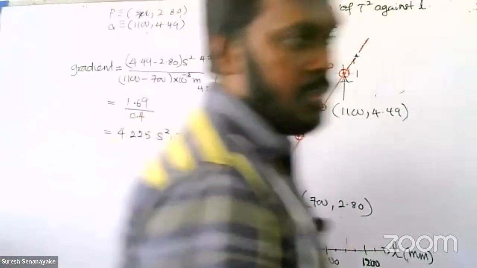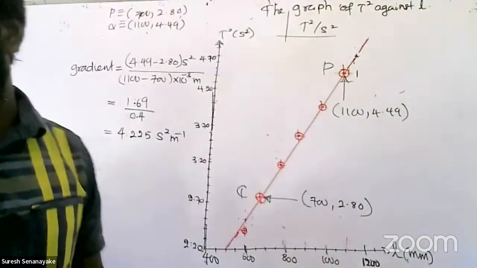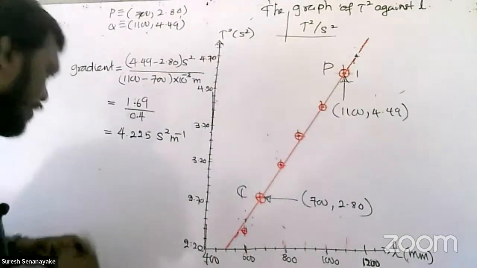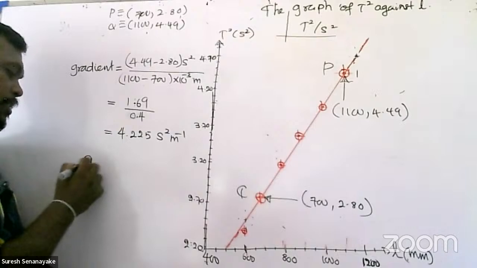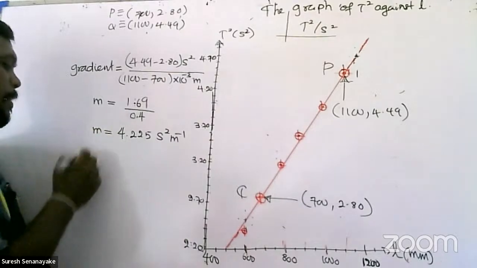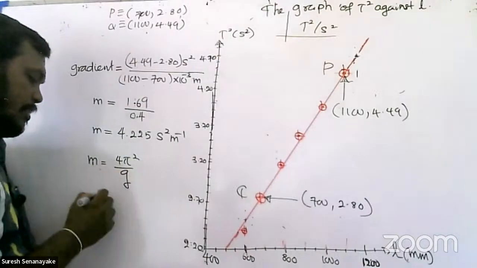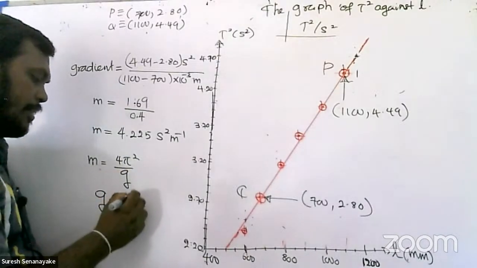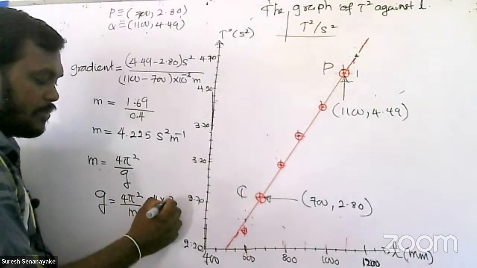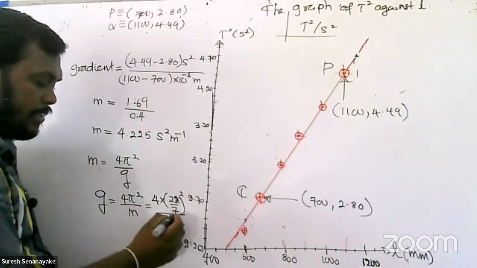This is the gradient, right? There, you get the gradient. Then you can calculate the acceleration of gravity. According to the equation given, I'm writing the gradient as m. That is, gradient m equals 4 pi squared over g. Then g equals 4 pi squared over the gradient. So 4 times pi squared, you can write pi as 22 over 7, squared, divided by m.